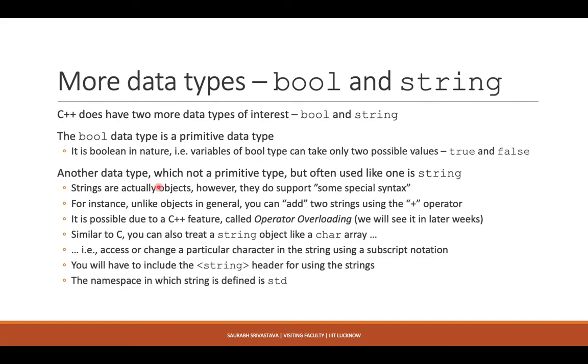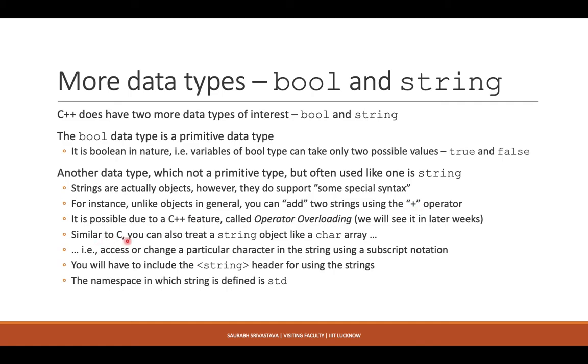Another data type which is not really a primitive data type, it is actually a class, but it is often used as if it's a primitive data type, is string. Strings are objects. However, because of something known as operator overloading, there are certain operations that you can do on these objects as if they are some kind of primitive data type, right? For example, you can use the plus operator over two objects of type string, and it will mean concatenate these two strings. And there are other things that you can do as well.